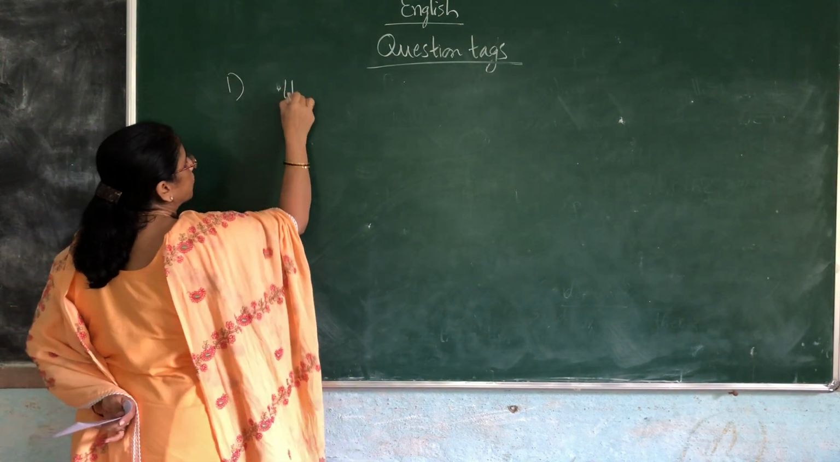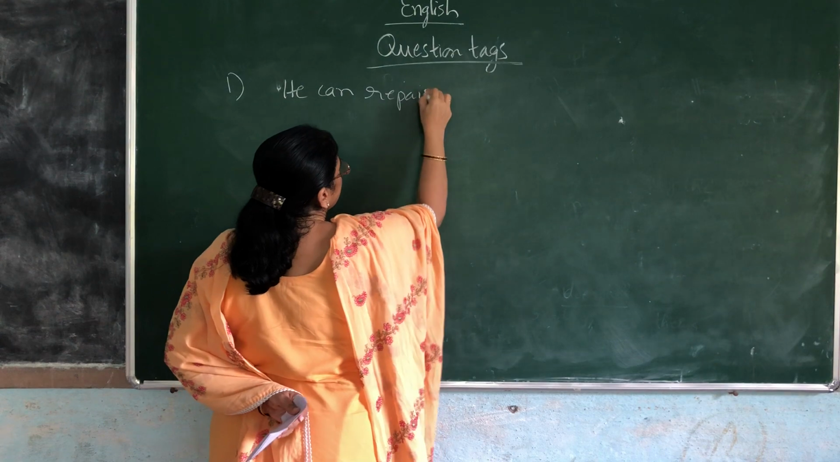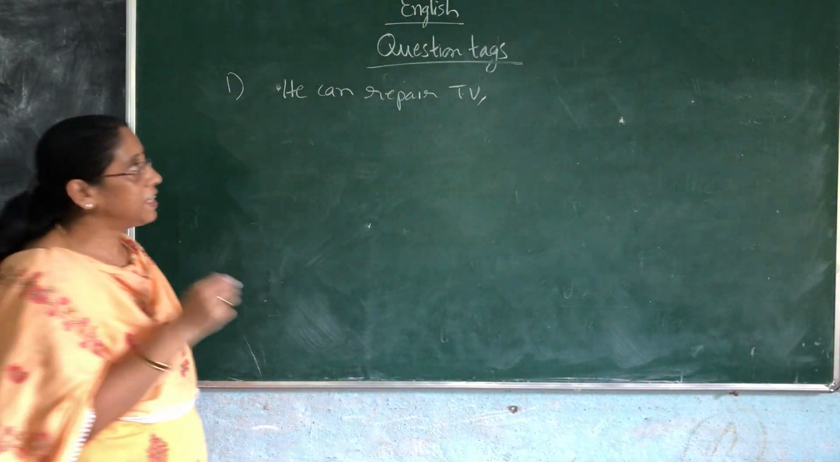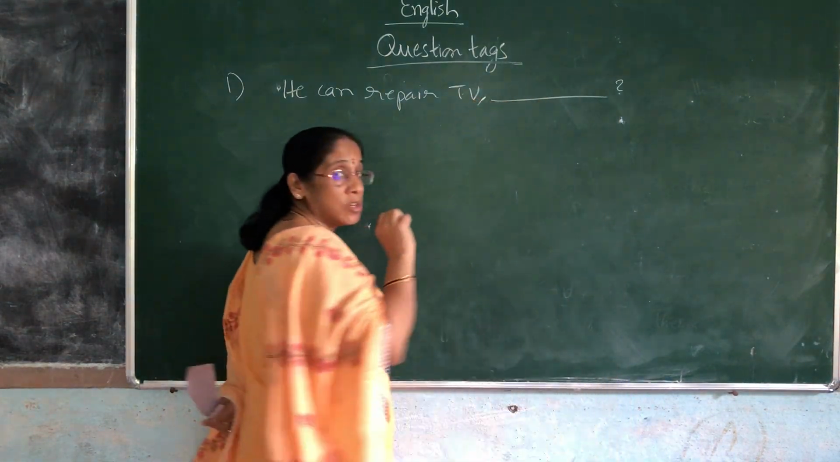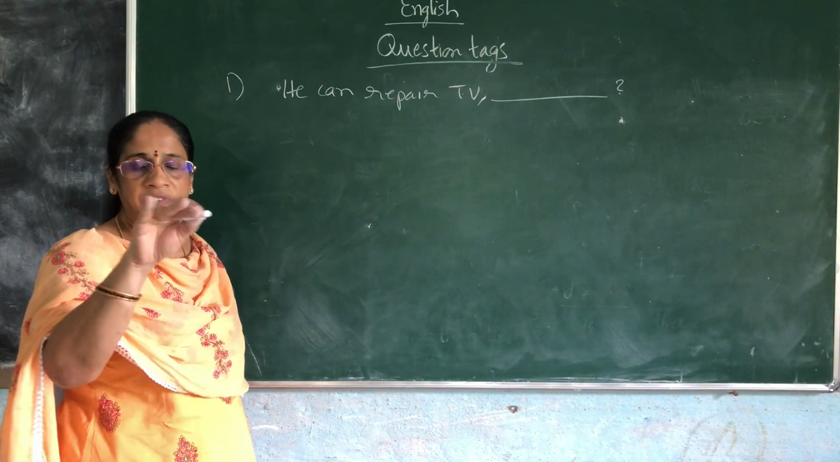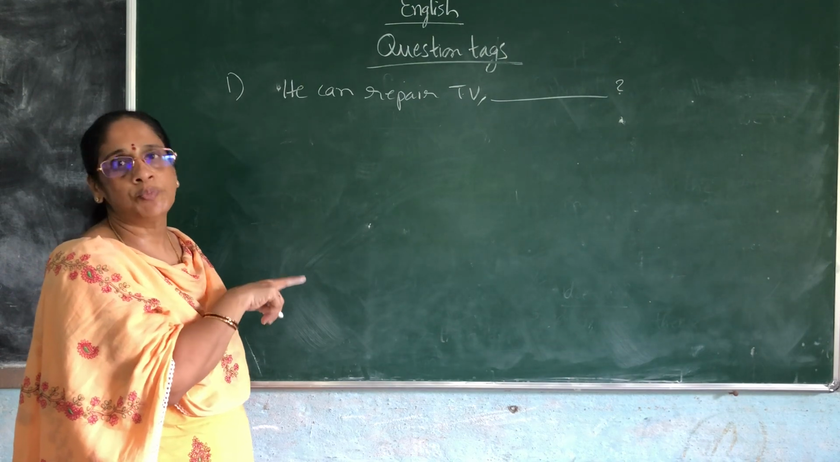First one, he can repair tea. Now this is a statement which is given. So when a question tag is asked, an important thing is that the question mark is also important. That should be put. Whether they give it or not in the statement, while giving a blank, you should check it and put it. If a question mark is not given, you should put a question mark.